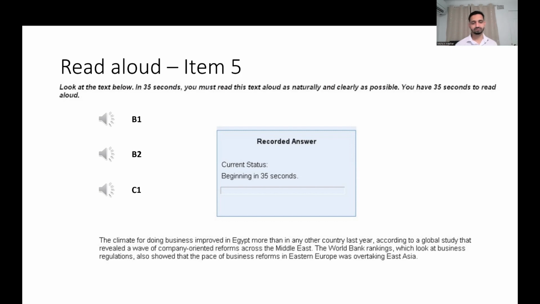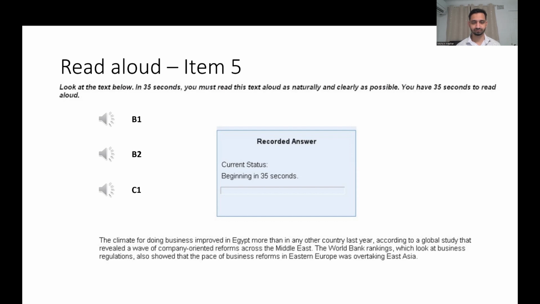The climate for doing business improved in Egypt more than in any other country last year, according to a global study that revealed a wave of company-oriented reforms across the Middle East. The World Bank rankings, which look at business regulations, also showed that the pace of business reforms in Eastern Europe was overtaking East Asia.